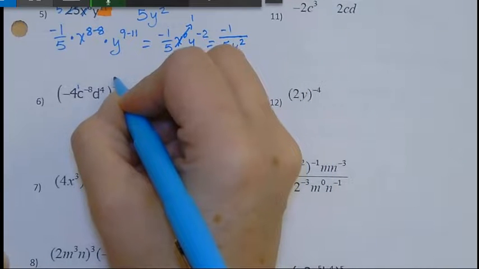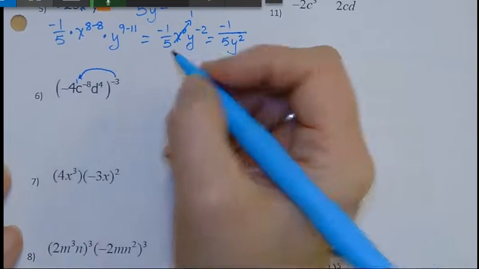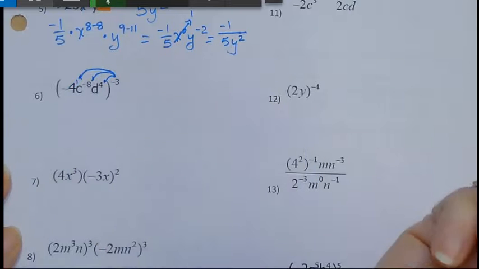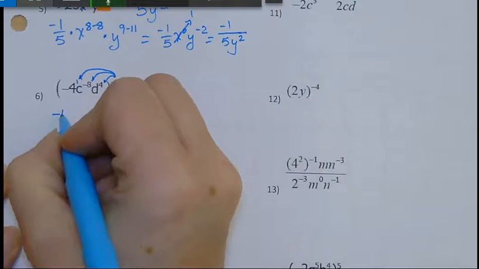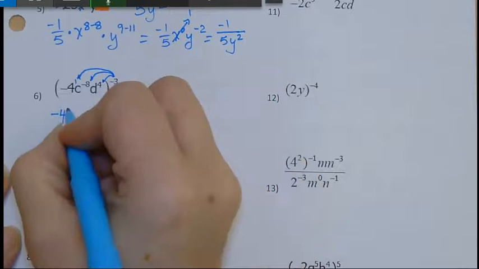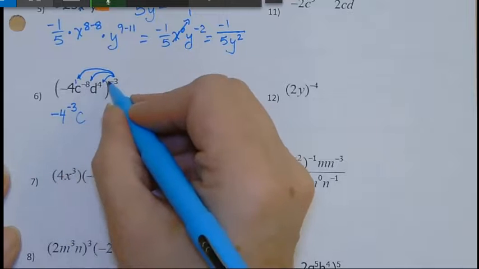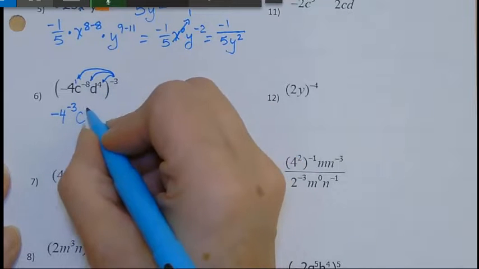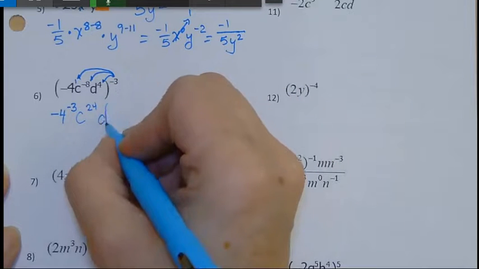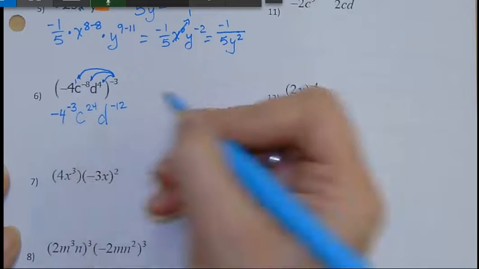So here we go, we're going to multiply that outer exponent to every single exponent we have inside those parentheses. So I really am kind of distributing it to every single exponent inside. I now have negative 4 to the 1 times negative 3. 1 times negative 3 is negative 3. I have c to the negative 8 times negative 3. Negative 8 times negative 3 is 24. And I have d to the 4 times negative 3, so d to the negative 12.